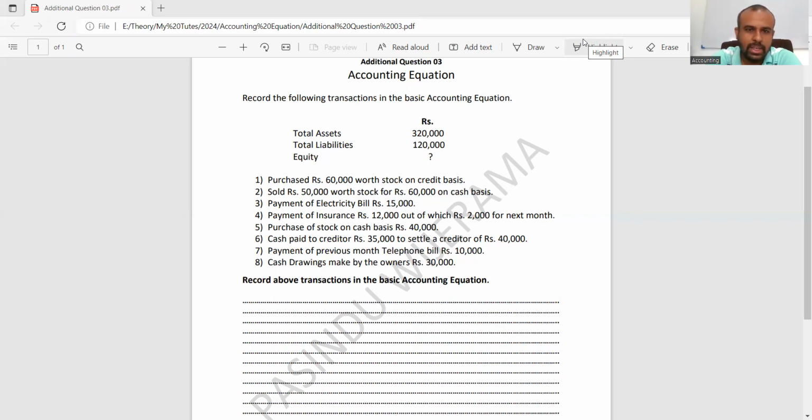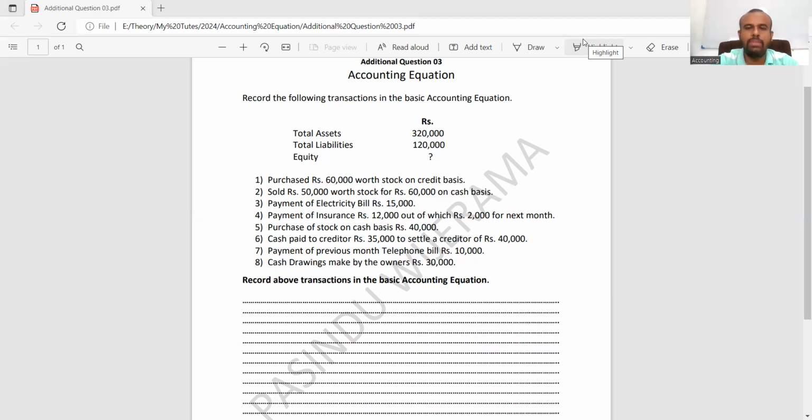The question says, record the following transactions in the basic accounting equation. They have given the total assets of the business as at a given date, and also the liabilities. They want you to calculate the equity balance. They have not given the equity, so you can calculate it. After that, they have given 8 transactions and ask you to record them in the basic accounting equation. What is the basic accounting equation? Assets equal equity plus liability.